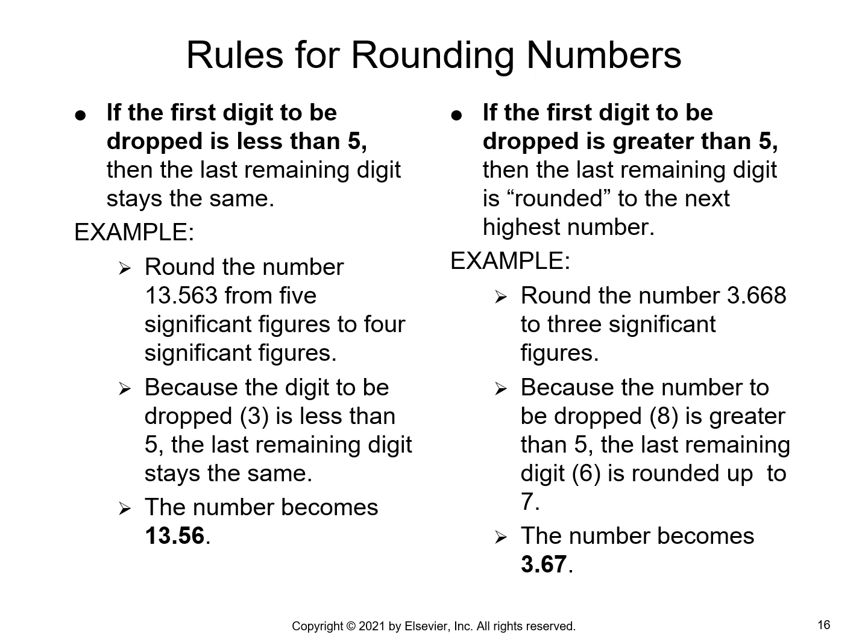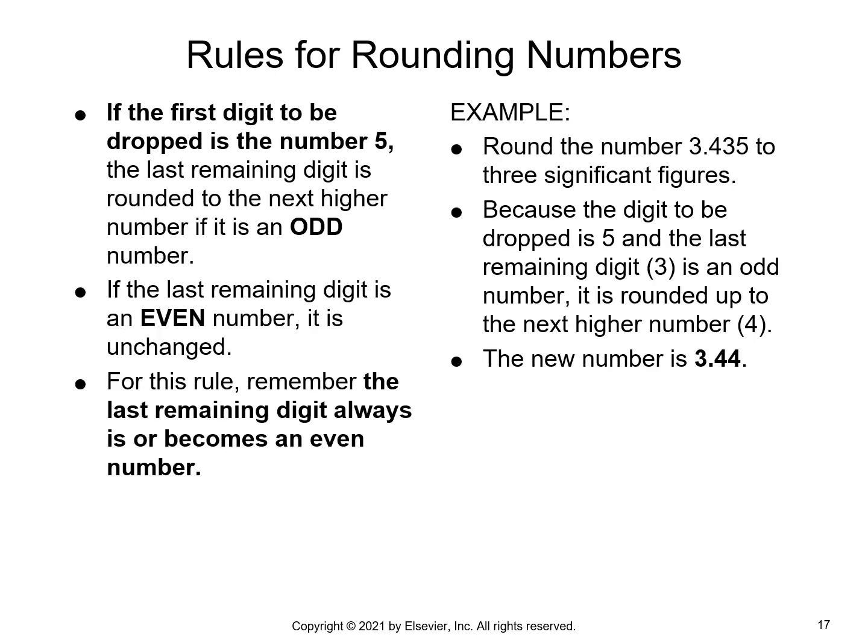If the first digit to be dropped is greater than 5, then the last remaining digit is rounded to the next highest number. So in our example here, 3.668 is 4 significant figures, and we need to round it to 3. Since our last number is 8, that means it's greater than 5. That means the last remaining number, which is 6, needs to be rounded up. So we're going to round up our 6 to 7, and that gives us a number of 3.67.